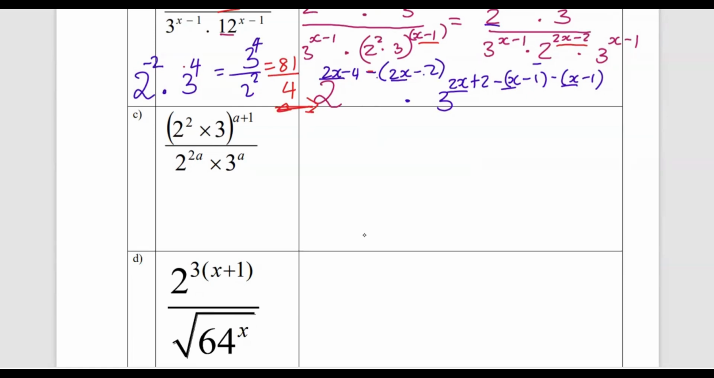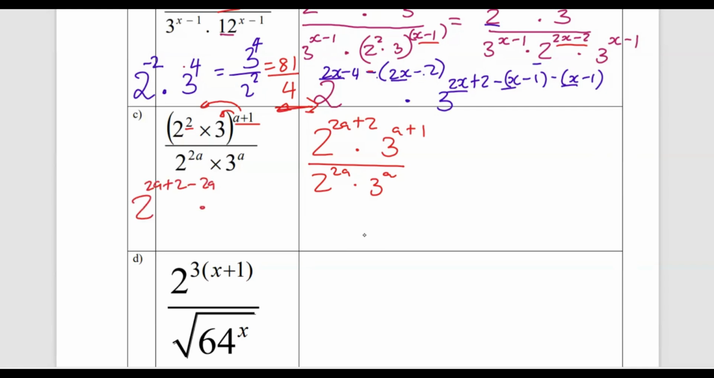Let's see, there are 2 ways of doing this. The first one, which is more or less the long way, could be to introduce this into the expression. That is a bit long, but we have to go that way first. So 2 times a is going to be 2a. The 2 times 1 is going to be a plus 2. Then times 3, that's going to be a plus 1, over 2 to the 2a times 3 to the a. When I apply my laws, I'll have to subtract. So it's going to be 2a plus 2 minus 2a, into 3a plus 1 minus a.